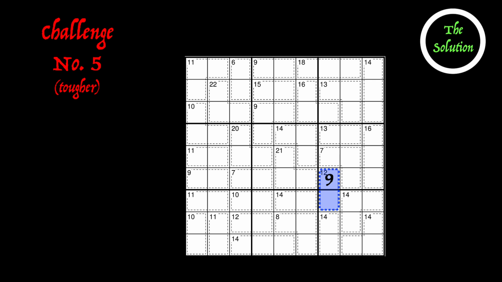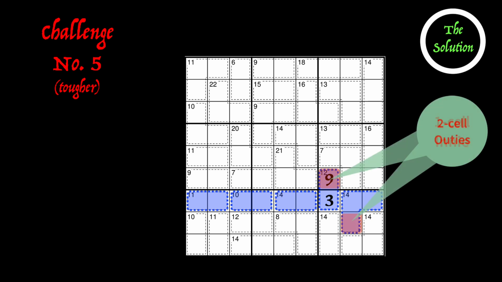Now, you'll notice that that 9 is in a cage with a total of 12. That leaves 3 for the second cell in that cage. And let's look at the row that that 3 is in. So let's examine its cage structure. And here you can see that there are this time 2 cells that are outies, 2 cell outies. One of them we know the value of, the other one we're trying to find.